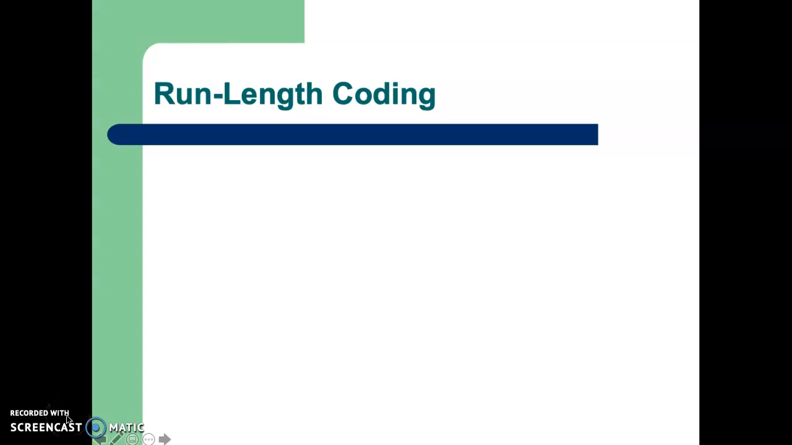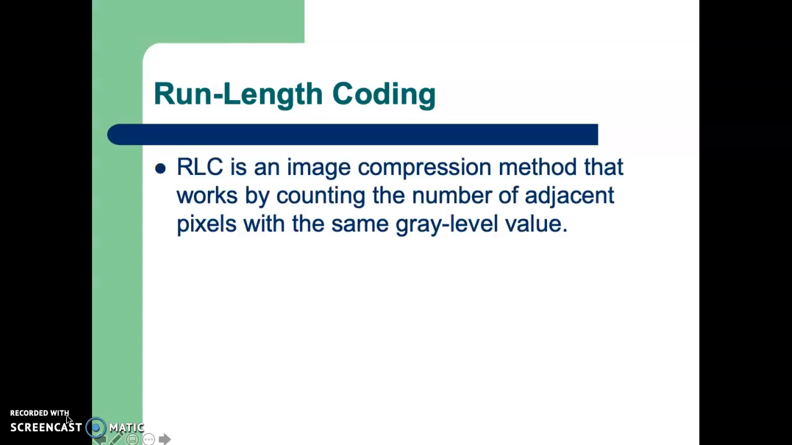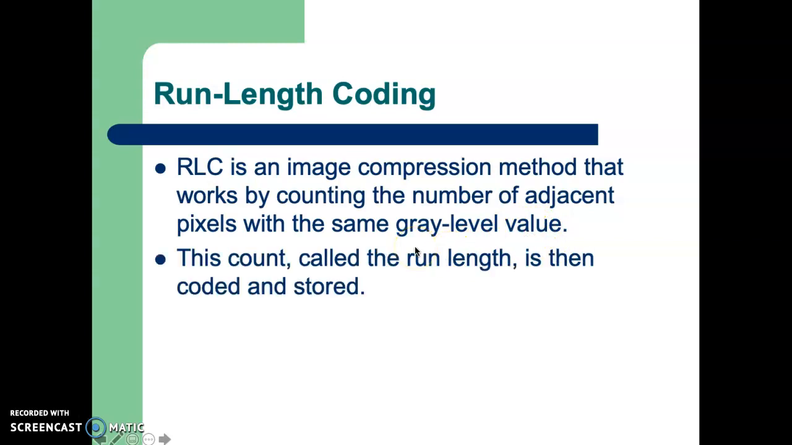Okay, so next is run length encoding. In lossless coding, we only learn two types of algorithm. The first one is Huffman, and the second one is run length encoding. RLC is an image compression method that works by counting the number of adjacent pixels with the same gray level. This count is called the run length and is then coded and stored.